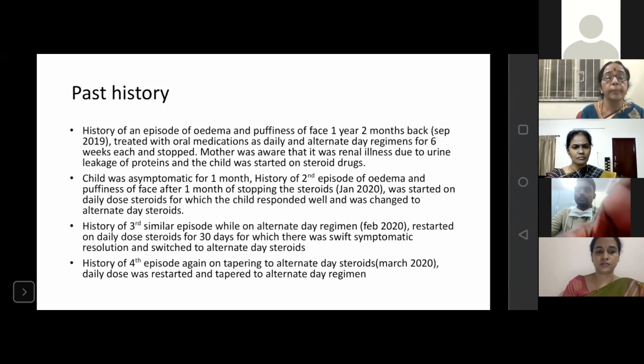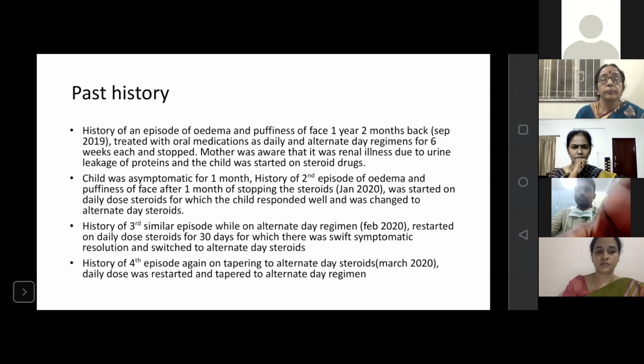Going on to past history, there was a history of an episode of edema and puffiness of face 1 year and 2 months back. That episode was treated with oral medications as daily regimen for 6 weeks and an alternate day regimen for 6 weeks, and it was stopped. The mother is so clear that it was an illness associated with kidney, and it was known to her that it is due to leakage of excessive proteins in the urine. And mother is very well aware that the drugs the child is getting are steroid drugs. The child was asymptomatic for 1 month from the stopping of the steroids, but there was a second episode of edema and puffiness of face exactly 1 month after stopping the steroids.